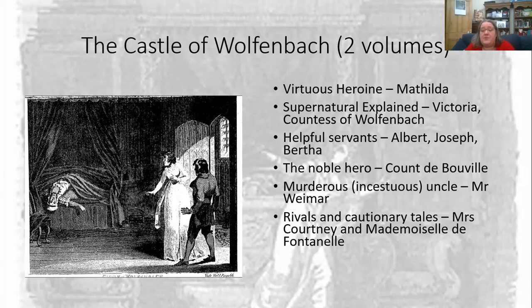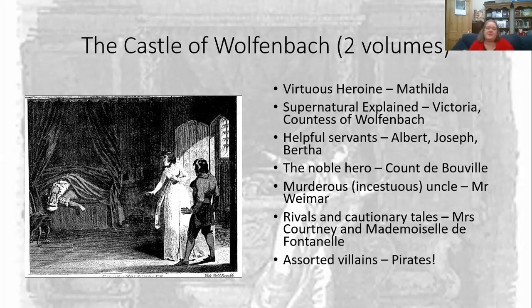So there's Mrs. Courtney, who is a rival for the affections of the Count de Bouville, and after Matilda has fled to England, she spreads various rumours about Matilda, meaning Matilda has to flee to France to go and stay in a convent there. Mademoiselle de Fontanelle is also a rival for the Count de Bouville's affections, or she thinks she is, and so she tells Matilda that she and the Count are going to get married, which forces Matilda to give up all hope, but she's mistaken.